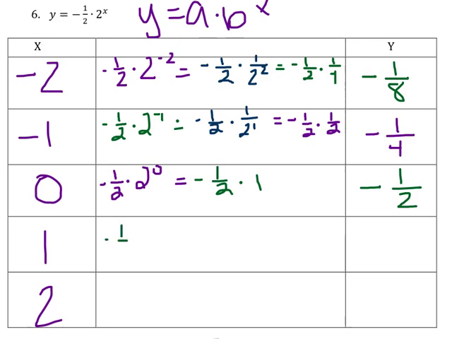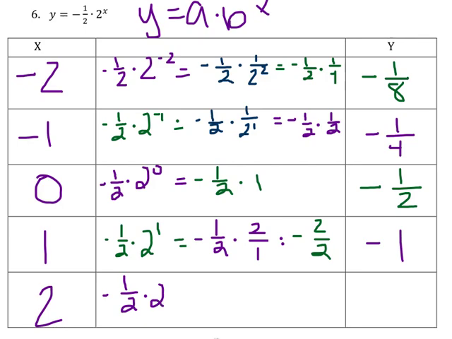Then -1/2 times 2 to the first power. 2 to the first power is just 2. So we have -1/2 times 2, which is like 2 over 1. We'll multiply straight across, and we get -2 over 2. And -2 over 2 reduces to just be -1.